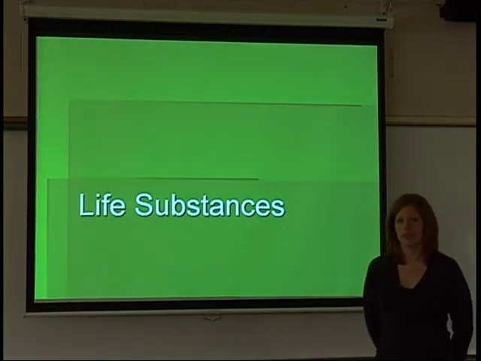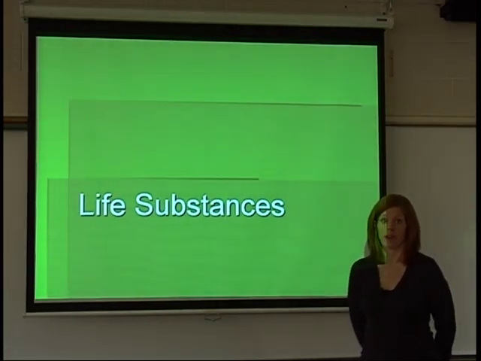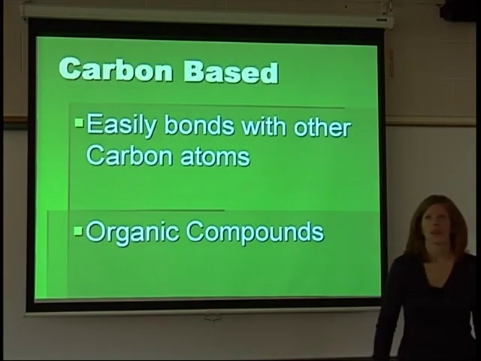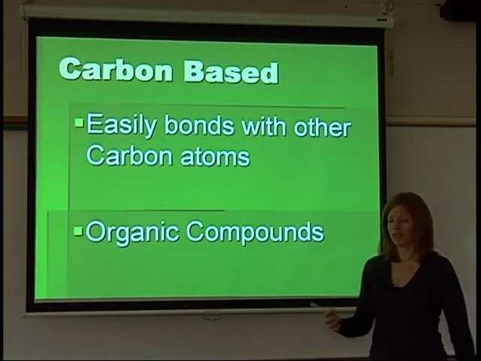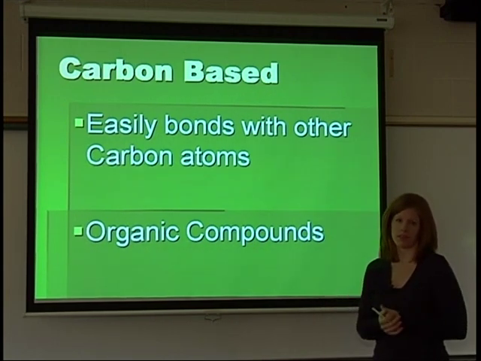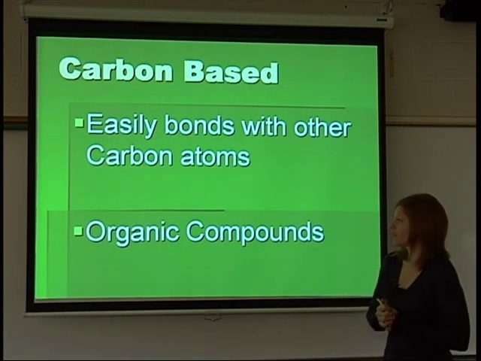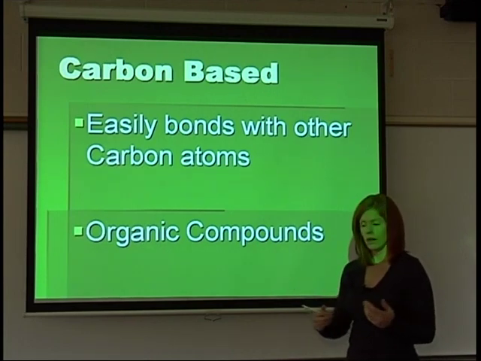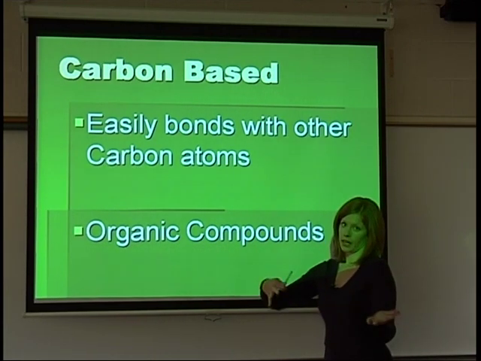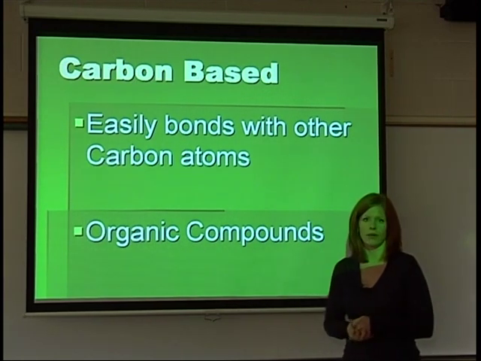So life substances are compounds that all living things need to have in order to survive. They're all based in carbon. Carbon is important because all elements are able to easily bond with carbon because of their atomic structure. They're considered to be organic compounds because it has to do with the word organism, meaning living things. So organic, organism, these all refer to life or compounds that are found in living things.